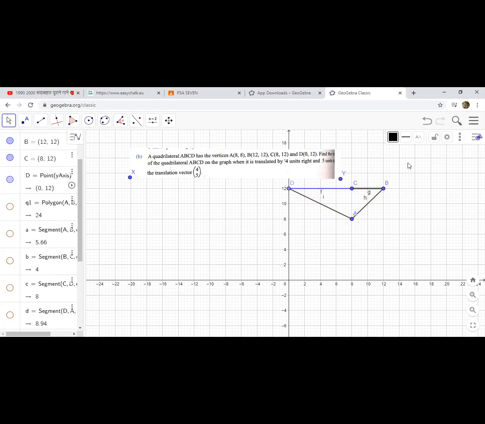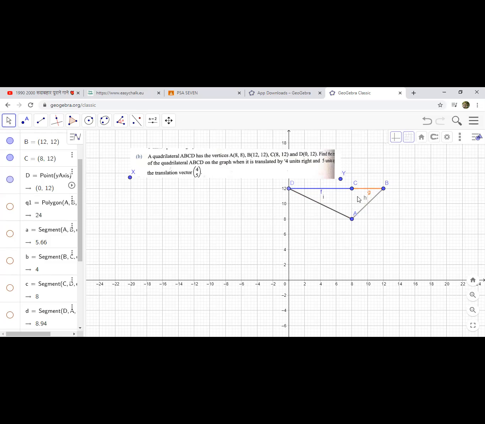Okay, here I am changing the color so that it would be very clear. Just a moment. Okay, let's take the next. Okay, black.